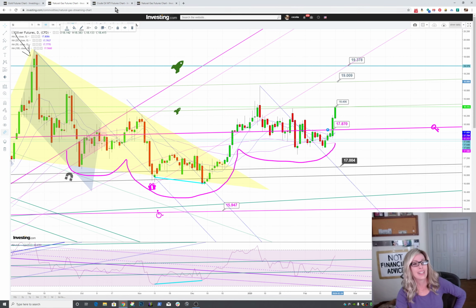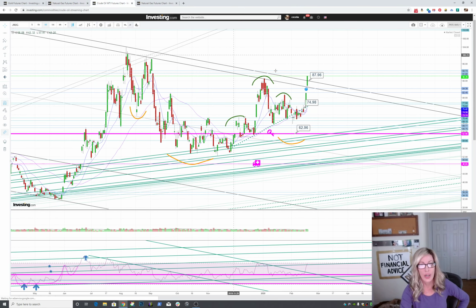Okay. Now let's look at minors. All right, wow, okay. So in the last video I had said I was watching this 74.98 value. The next day it came back, and guess what it did? It retested. Look at it, it retested that neckline, and then it just went straight up. That was a pretty good recommendation, I have to say.